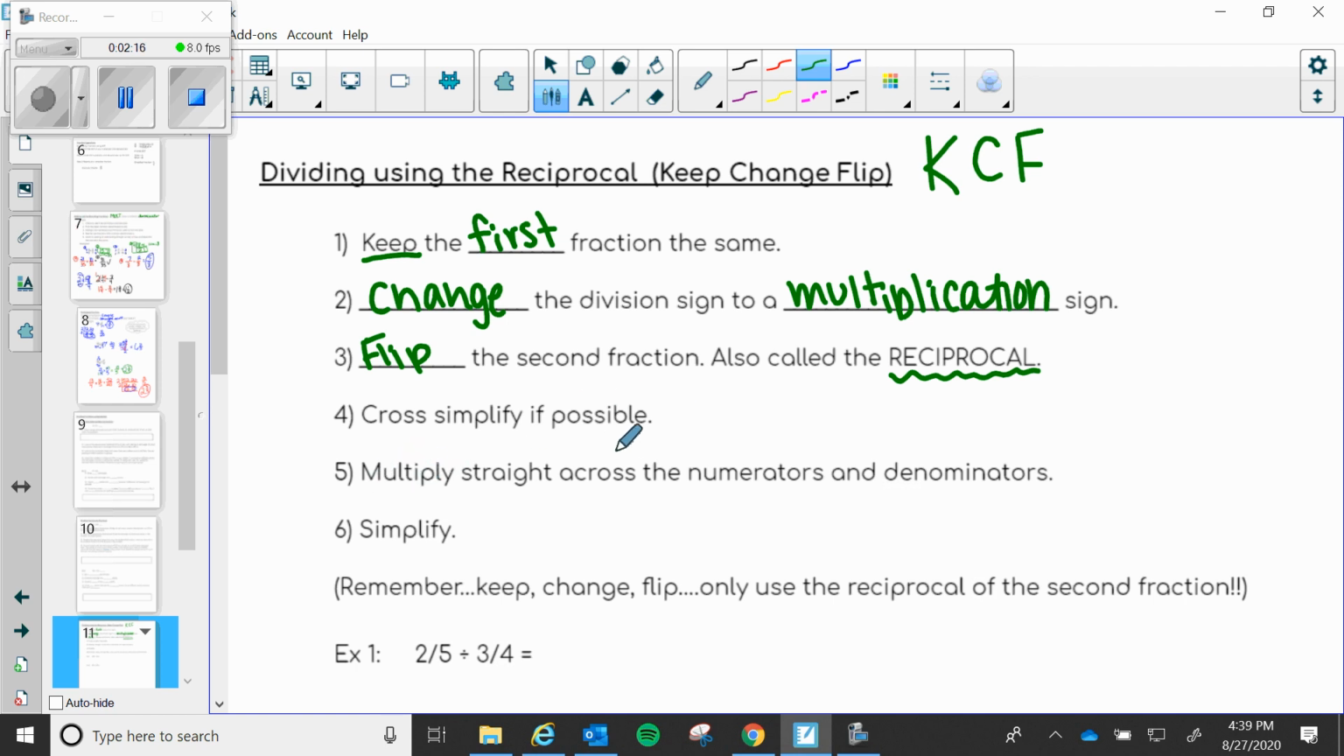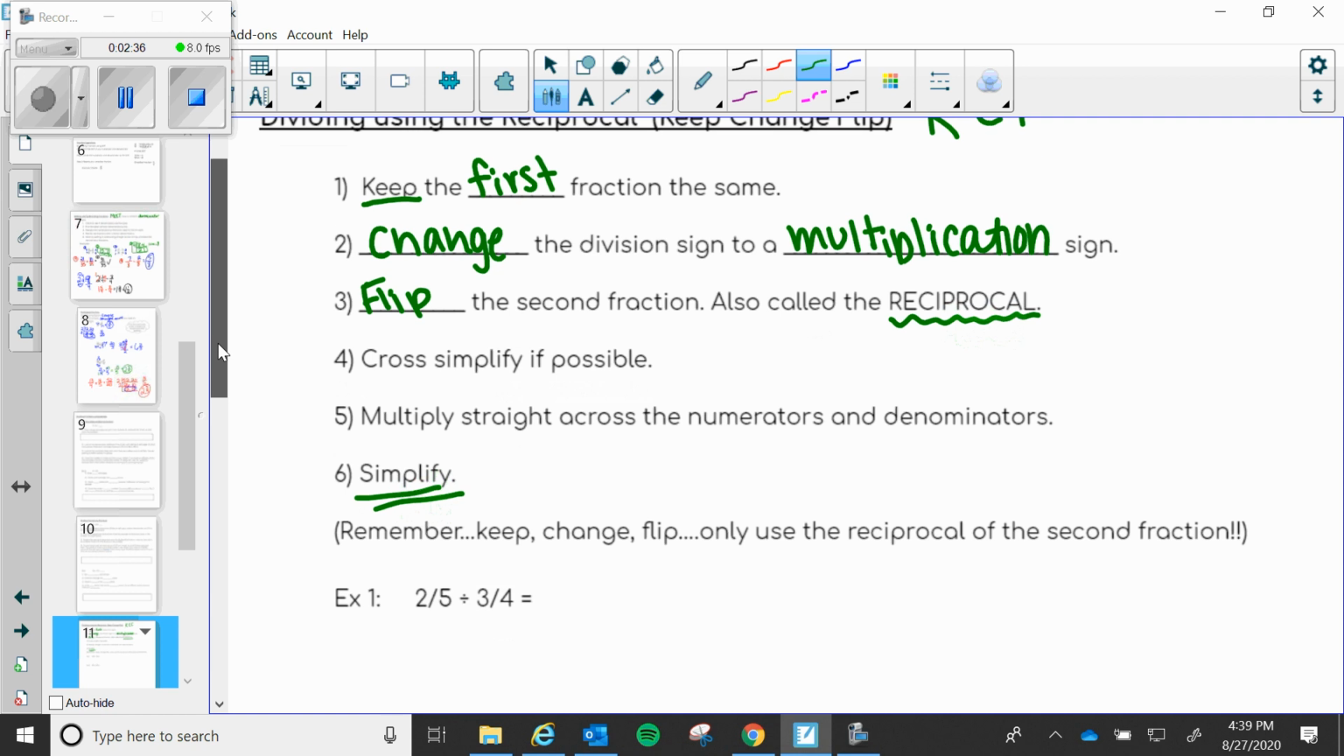And then we go to step 5, which is multiplying straight across the numerators and denominators. Because remember, we changed our division sign to a multiplication sign, so that's why we're multiplying. And then 6, if you did not cross simplify, this is when you simplify that fraction, because remember, we want everything simplified.